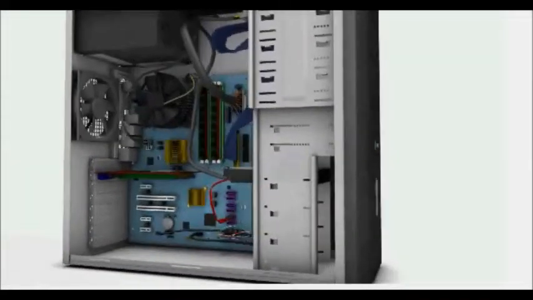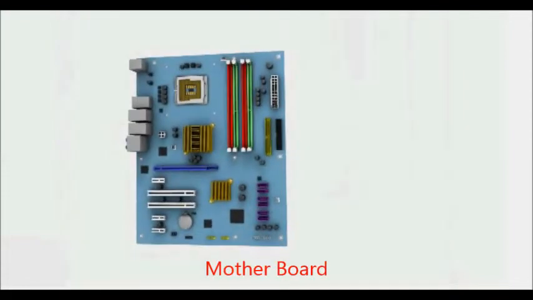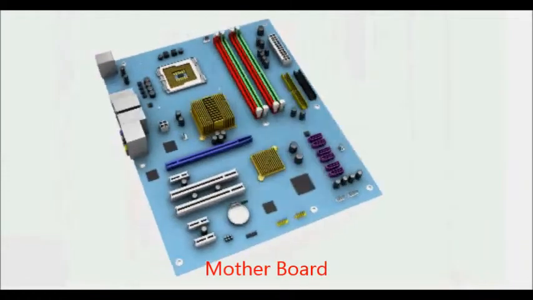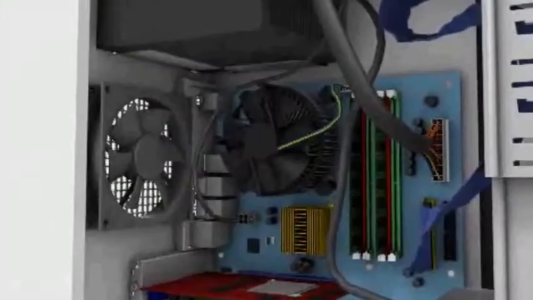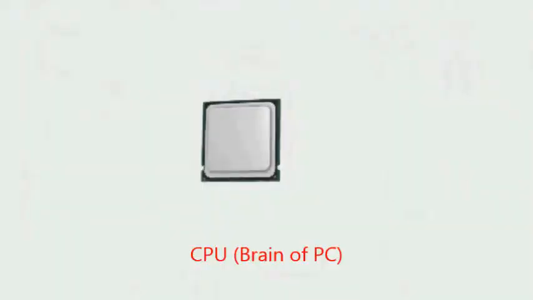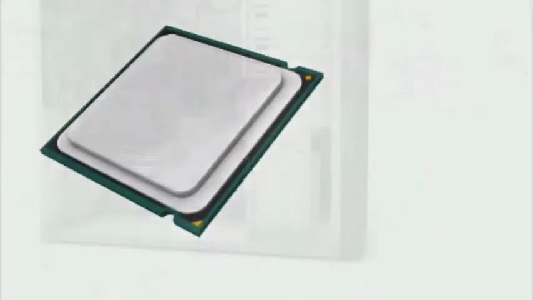In this section, we'll be introduced to part identification inside of a computer case. We will start by looking at the biggest component inside the computer case, the motherboard. The next device will be memory or RAM, followed by the brain of the computer, which is your CPU.